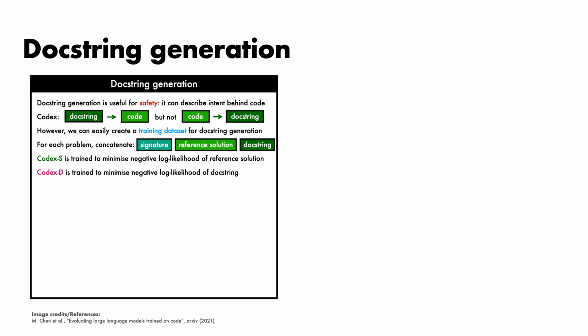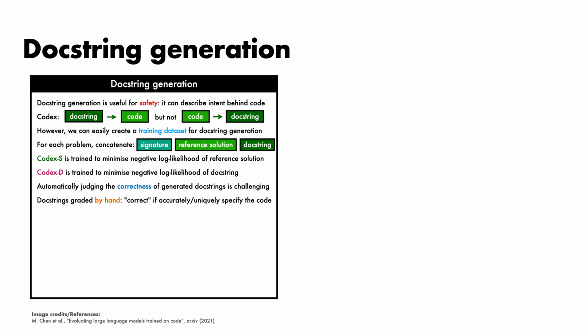Unlike for the unit tests used with Codex and Codex-S, there is no simple way to automatically evaluate the correctness of generated docstrings. The authors therefore assess the docstrings by hand, judging one to be correct if it accurately and uniquely specifies the code body. Since it is expensive to perform such an evaluation, the evaluation is limited to grading 10 samples per problem, i.e. for 1,640 problems in total, and the evaluation is performed for a single model, a Codex-D variant with 12 billion parameters at a temperature of 0.8.